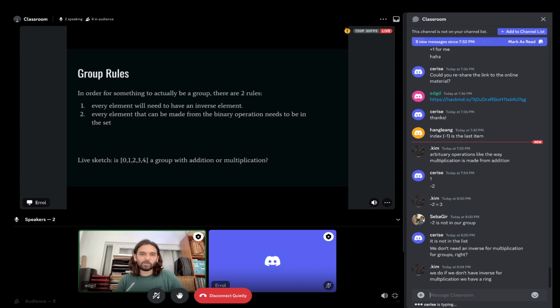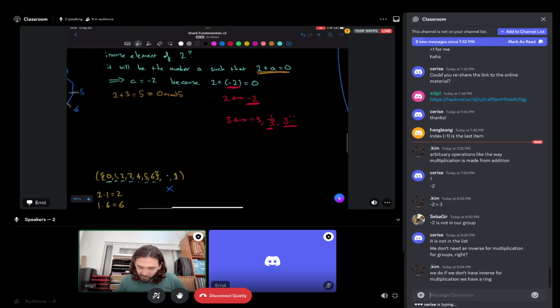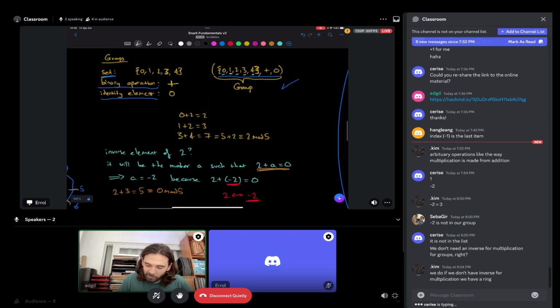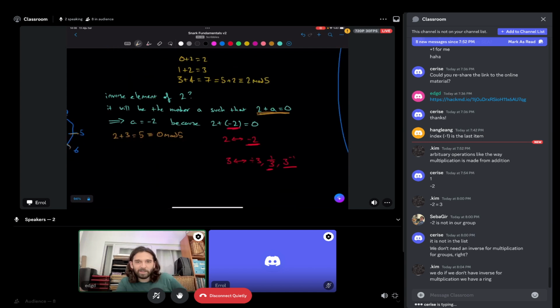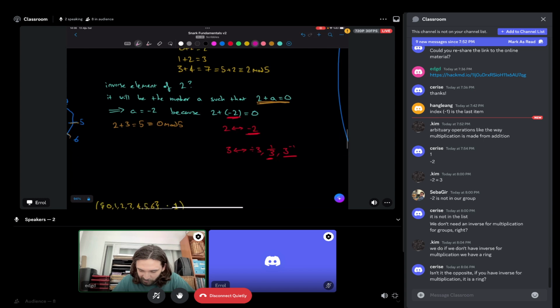Aside from that setting where we have the set, we have the operation, and we have the identity element, we have two main requirements. Every element has to have an inverse. And every element that we can make using our operation has to also be in the set. So in our first example, if we add all these numbers together, we know we can get back to numbers between 0 and 4 because it's modular arithmetic. But in terms of additive inverses, we do have to prove that those all exist as well. And we can just brute force that now.